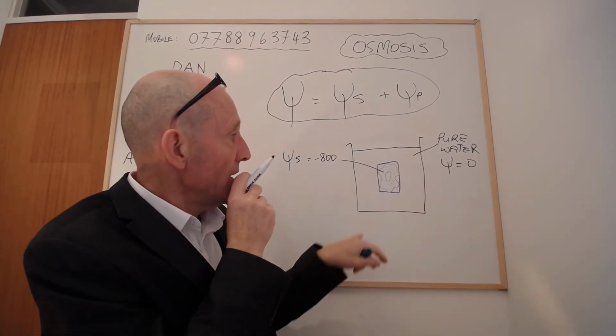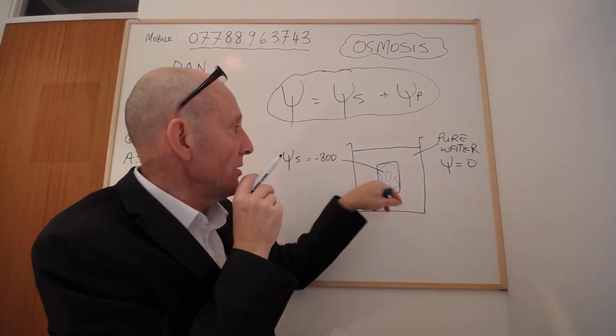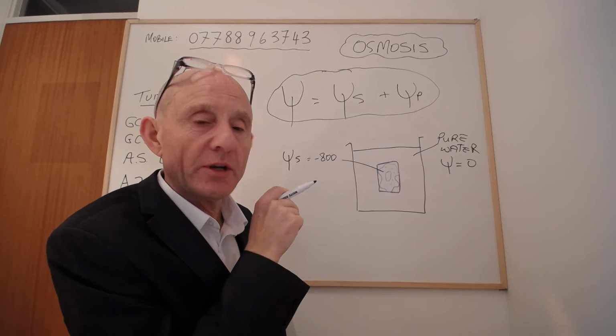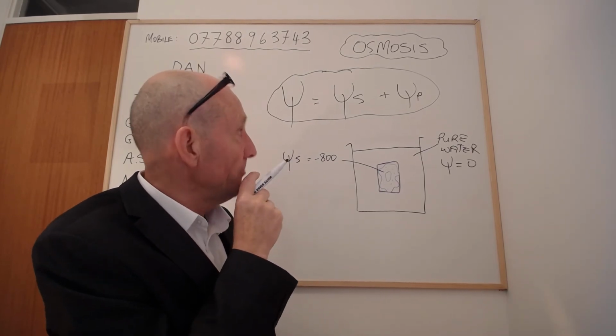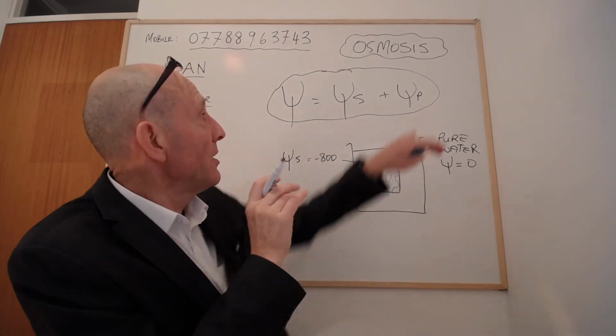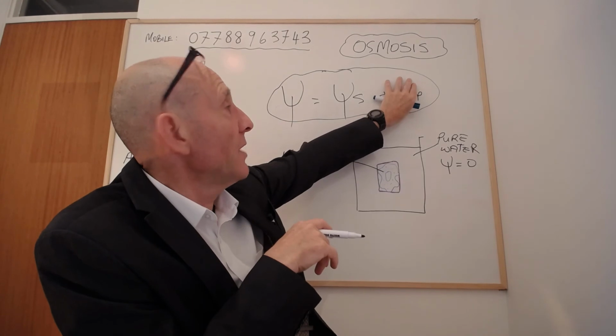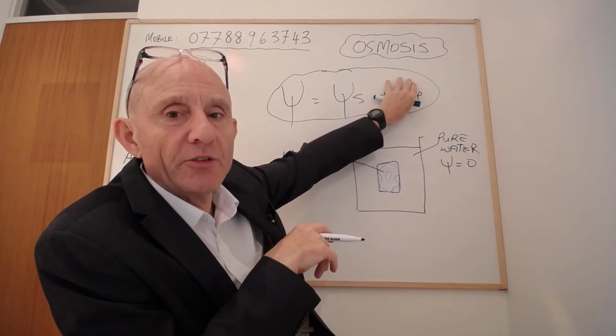Now, if the solute potential is minus 800, that's because there's lots of dissolved solute in the cytoplasm and so on. At this stage, notice that the cell wall is not touching up against the cell membrane, so this term, the pressure potential, is not important at this stage.